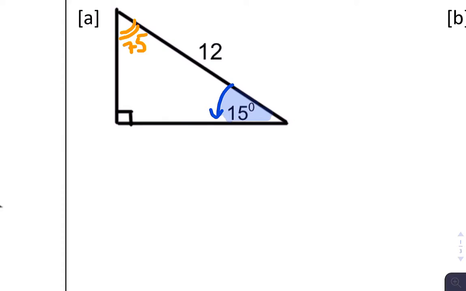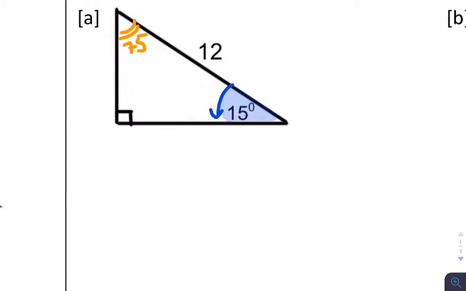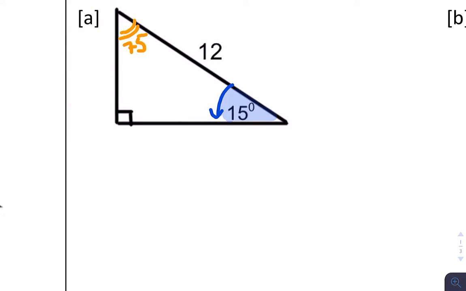So the reason we do this first is because we can now identify clearly the pieces that we need to find. And so we need to find the one that's touching the 15-degree angle. So I'm going to call this A, or ADJ for adjacent.